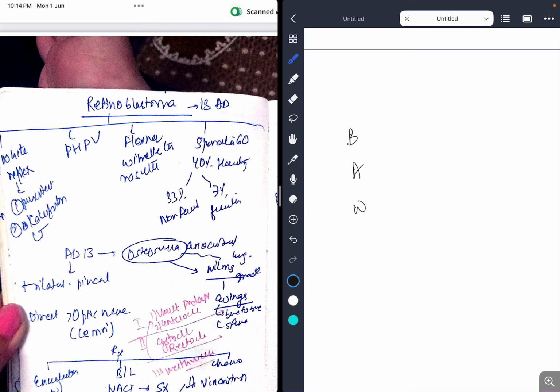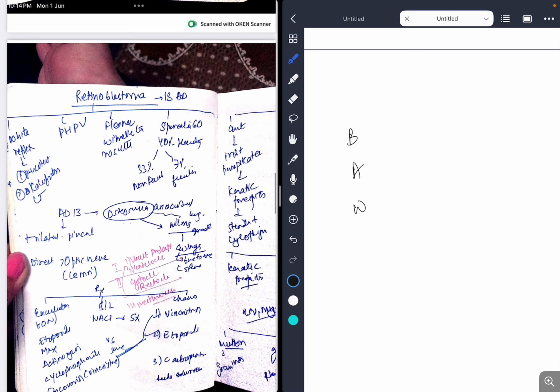Okay, it is sporadic in 60% of cases, and in 40% of cases it is hereditary, out of which 33% is non-familial and 70% is familial. It is autosomal dominant, it is associated with chromosome number 13, and if it is trilateral retinoblastoma, the pineal gland is also involved.